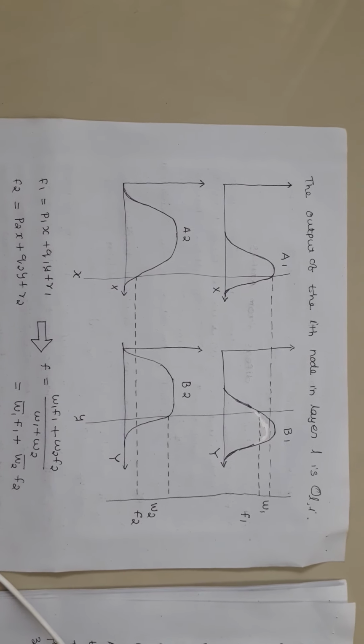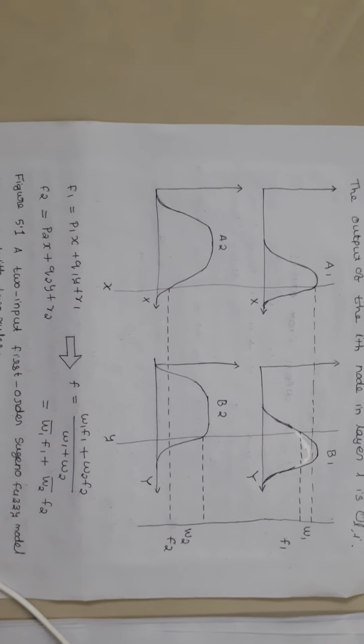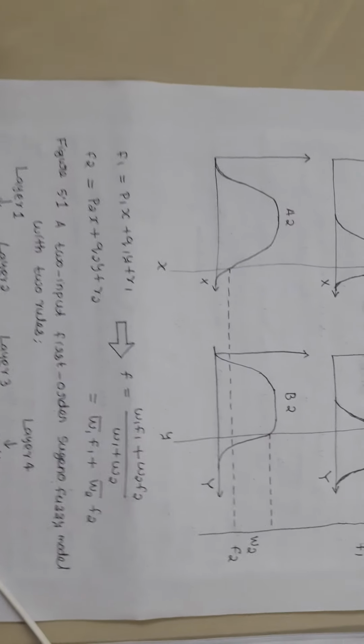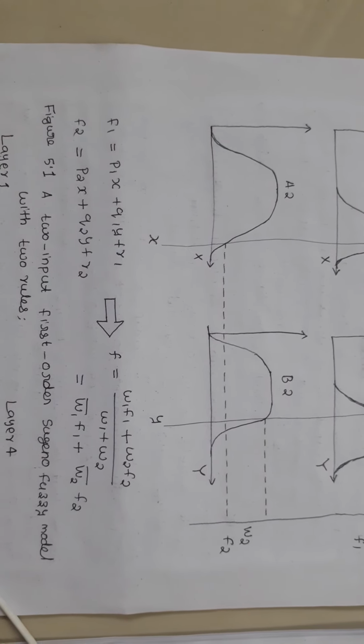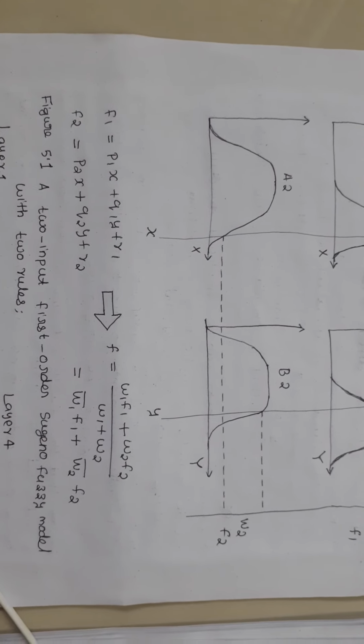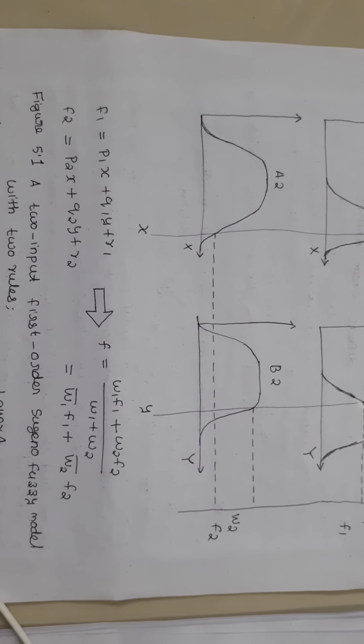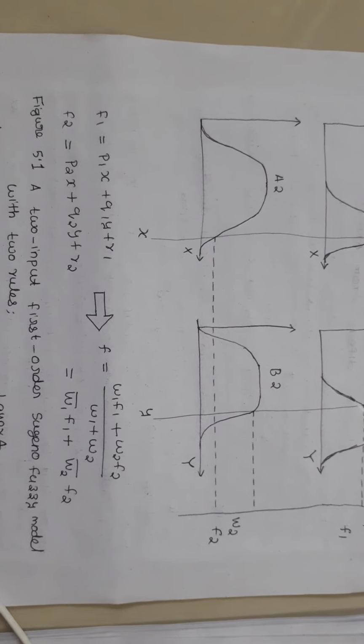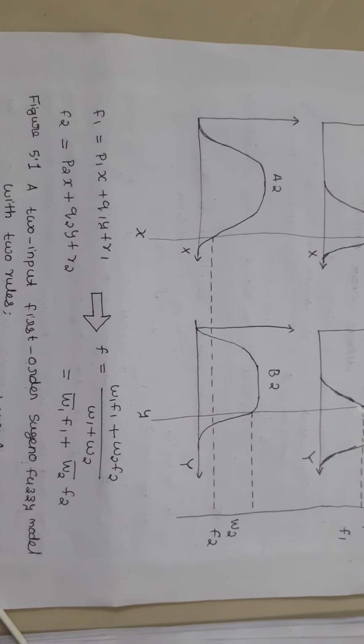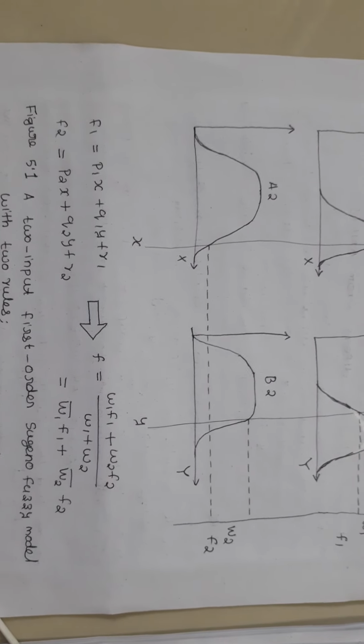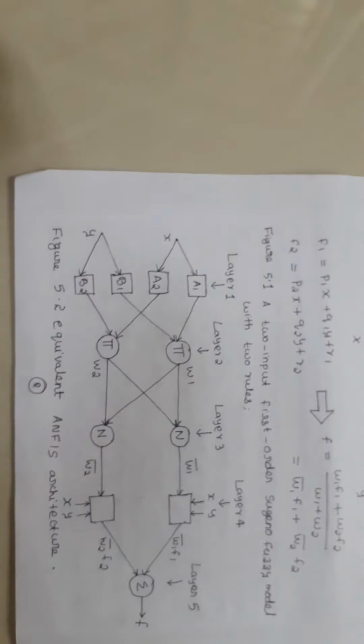This is the representation for a two-input first order Sugeno fuzzy model with two rules, and it produces the output f equals w1 f1 plus w2 f2 divided by w1 plus w2, where w1 and w2 are the weights in the network. And f1 equals p1 x plus q1 y plus r1, f2 equals p2 x plus q2 y plus r2. Let us see the corresponding adaptive network.